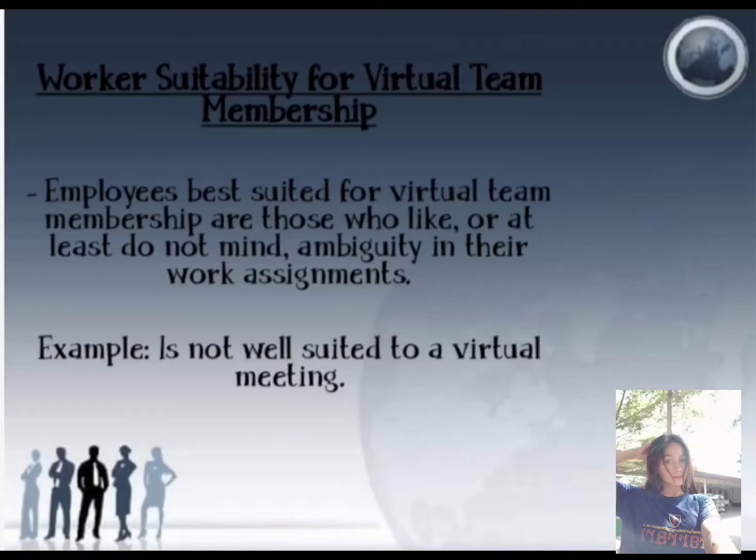Next is worker suitability for virtual team members. Employees best suited for virtual teams are those who like, or at least don't mind, ambiguity in their work assignments. In this situation, a willingness to think independently and take initiative is also helpful for the team. Being an effective virtual team member requires considerable self-discipline. You should have that. As part of a team, you need self-discipline because it is a big deal.